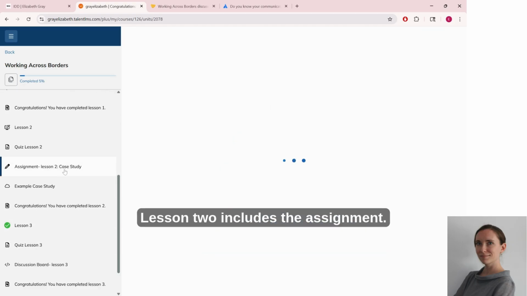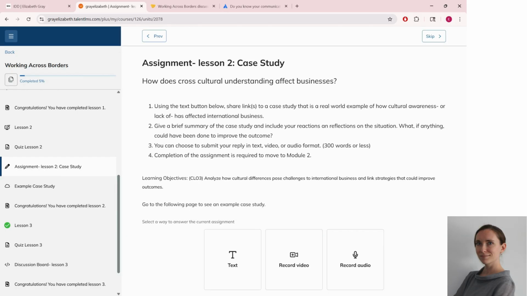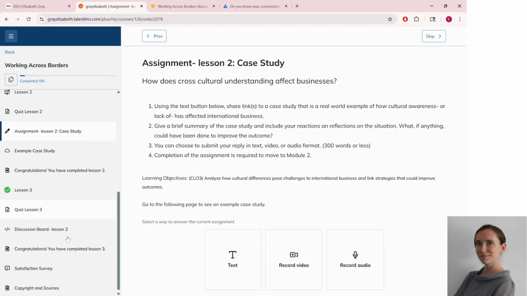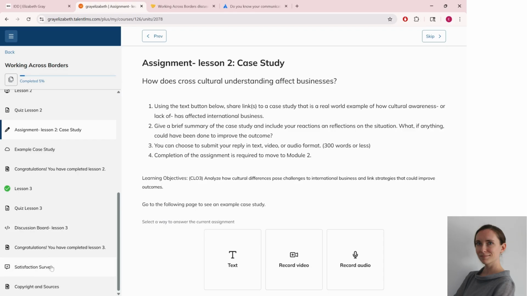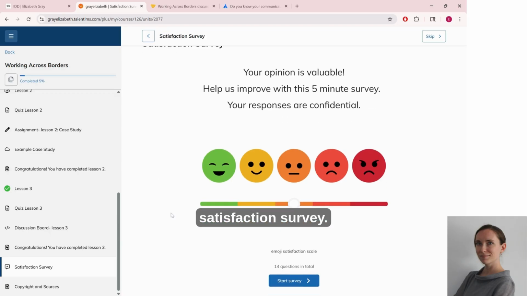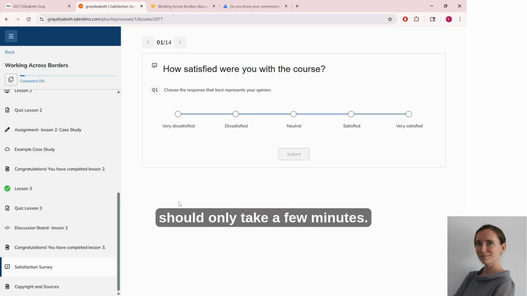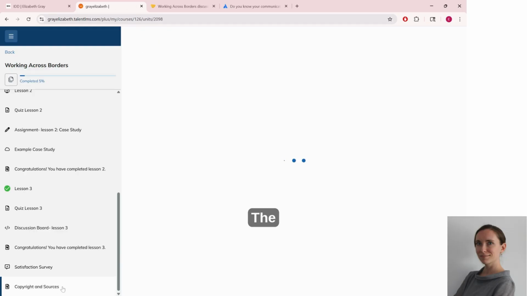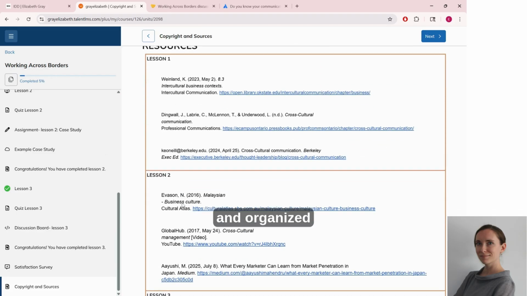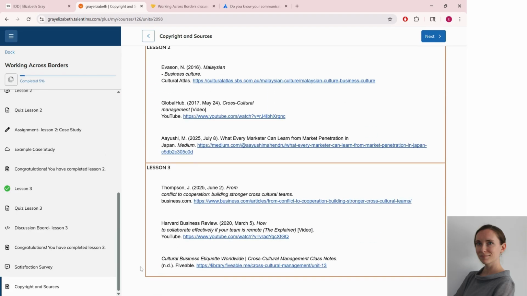Lesson 2 includes the assignment. Everything has clear directions and, again, options for submission. Finally, we do have the Kirkpatrick Level 1 Satisfaction Survey, which should only take a few minutes. The final page here are copyright and sources with links to more detail and organized sources by lesson.